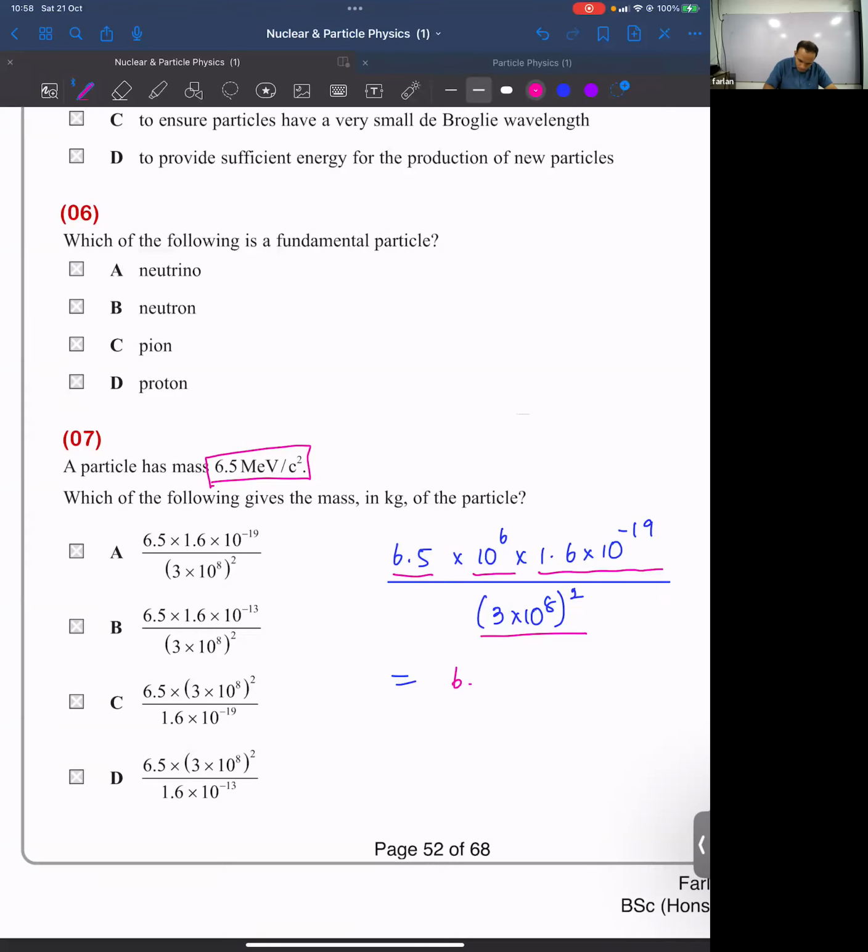To convert 6.5 mega electron volts over c square to kilograms: 6.5 into 10 to the power 6 to convert mega electron volts to electron volts, into 1.6 into 10 to the power minus 19 to convert electron volts to joules, over 3 into 10 to the power 8 square. Do you agree with me? This is what we did in all the questions so far. Then it becomes 6.5 into 1.6, and 10 to the power 6 into 10 to the power minus 19 is 10 to the power minus 13, over 3 into 10 to the power 8 square. Now tell me what is your answer?